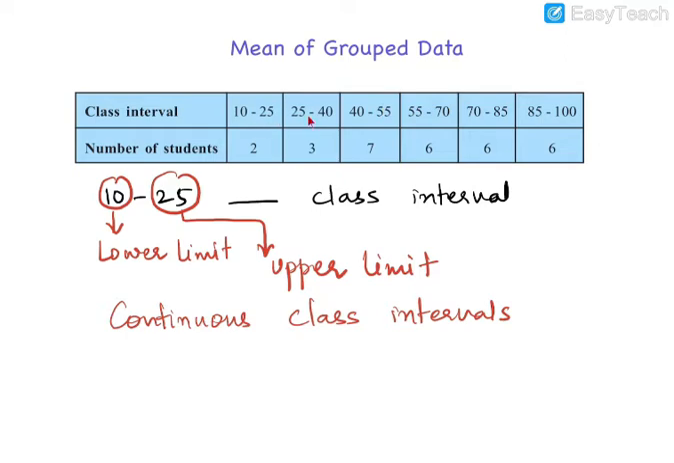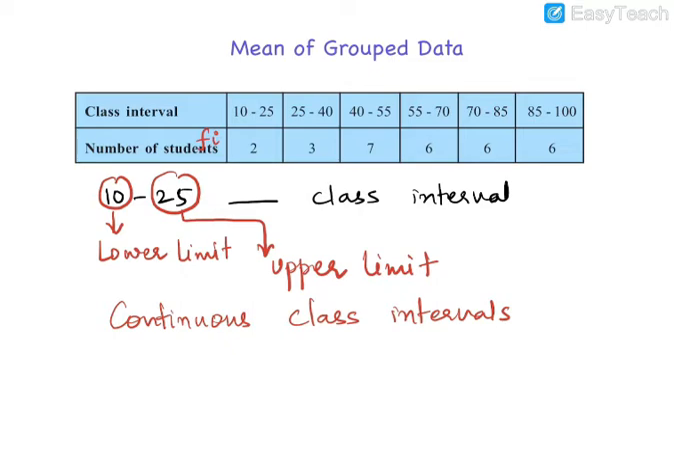However, if the same class intervals were written in this way, 10 to 24, 25 to 39, 40 to 54, 55 to 69, then these class intervals will be called non-continuous class intervals. The number of students that get marks which fall in this class interval will be the frequency. So this column represents the frequency fi.